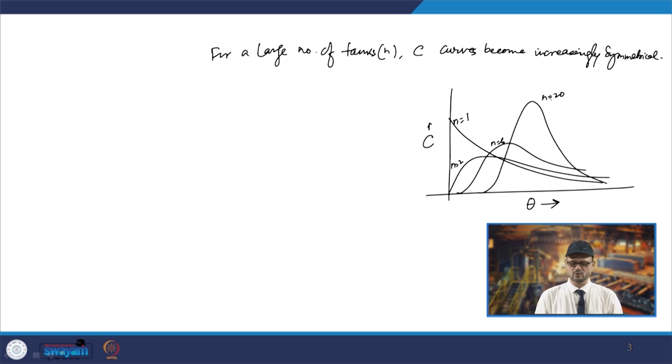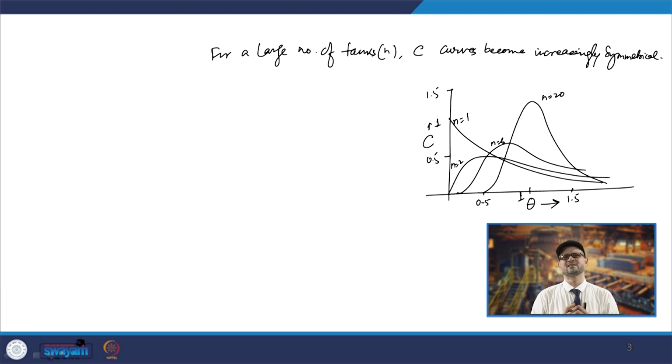What happens if you see this, when it is n equal to 1, this is how it starts from here, that is 1, and you have 0.5, and then this will go as 1.5. Similarly, you have theta as somewhere 1 here, and on this side you have 0.5 and this side you have 1.5 or so.